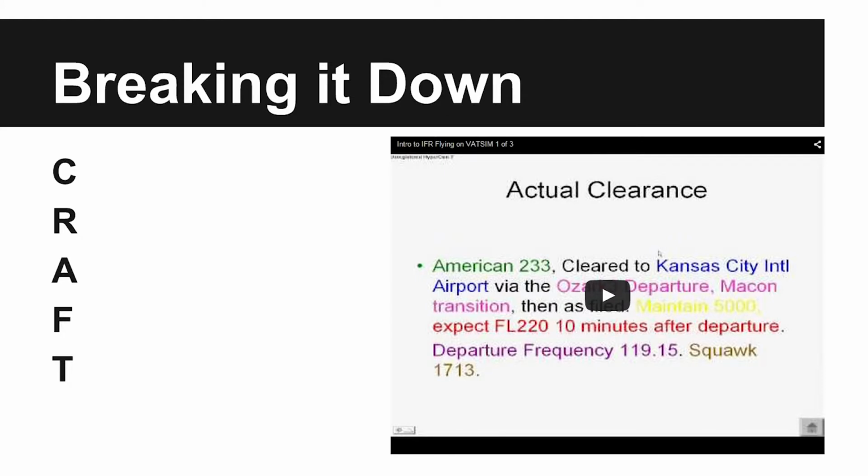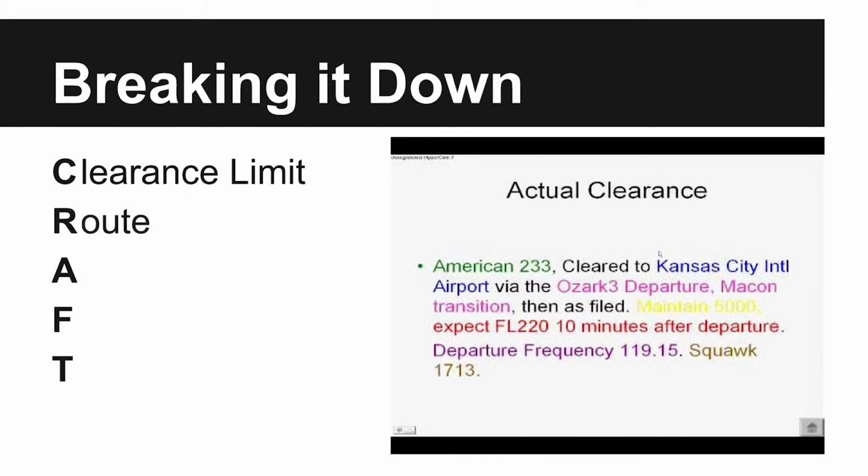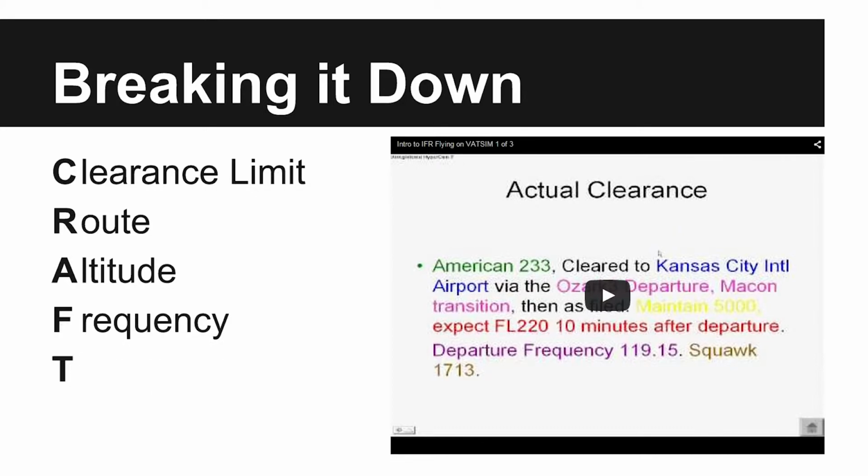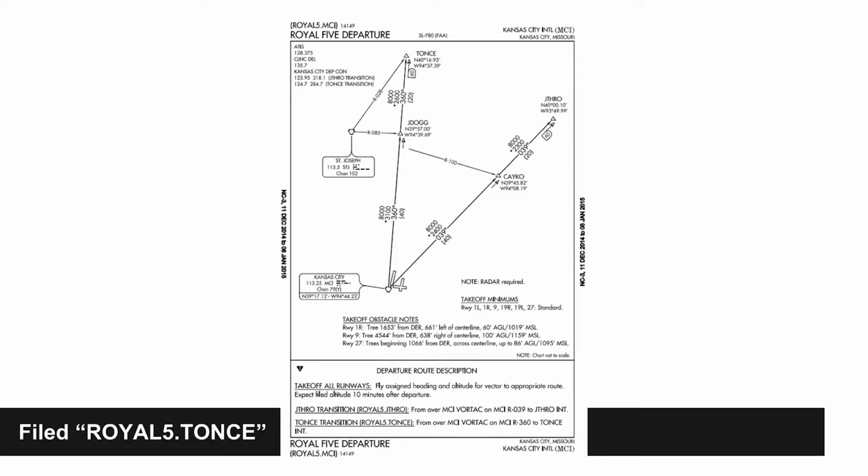If you've seen my intro to IFR videos on my channel, then you may remember how this was broken down using the CRAFT acronym. I've also linked to that video if you want to review that or watch it for the first time. This is just a review of what they stand for. I won't go into too much detail. C stands for clearance limit, where you're being cleared to, then followed by route, altitude instructions, frequency, and then transponder information.